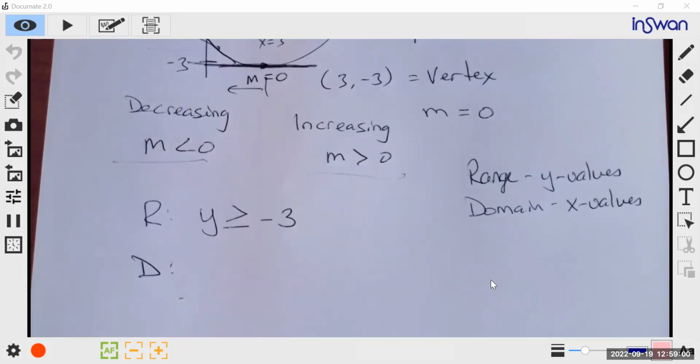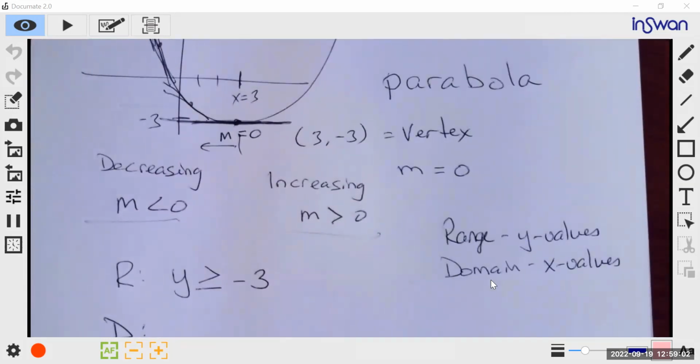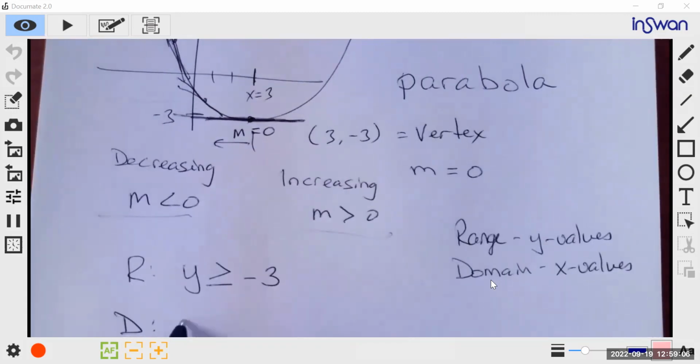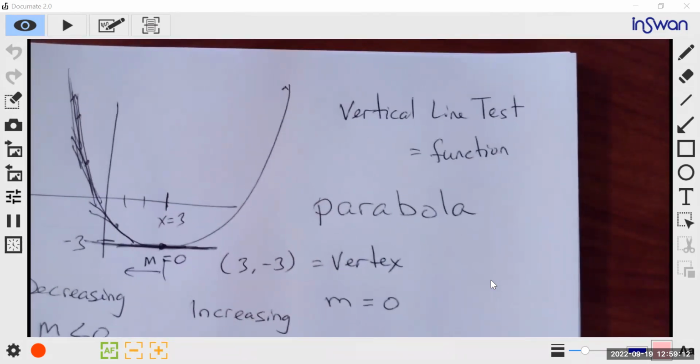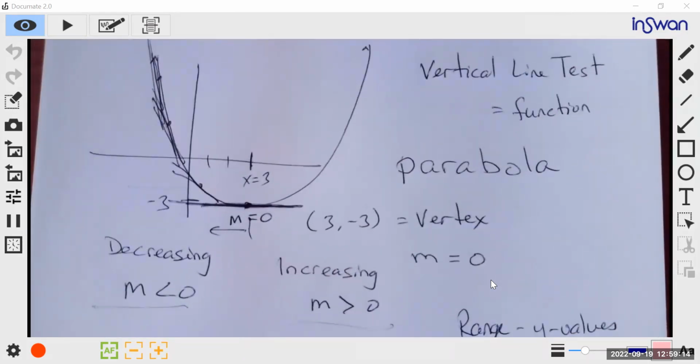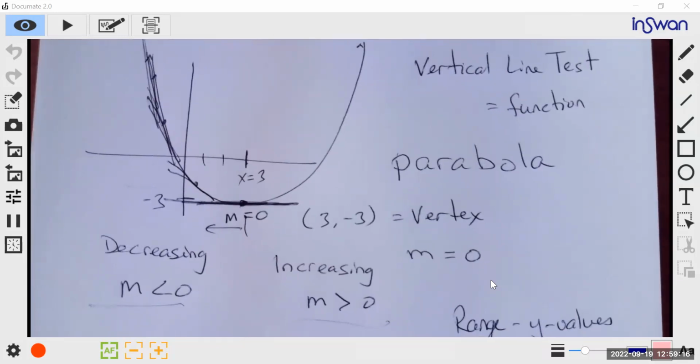But now, since we have a function that has increasing, decreasing, and zero, I want you to tell me where is it increasing? Where is it decreasing? I think go in the vertex forward.